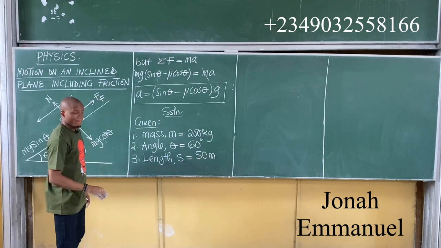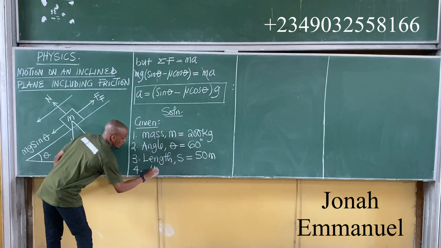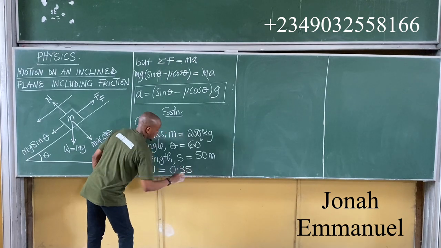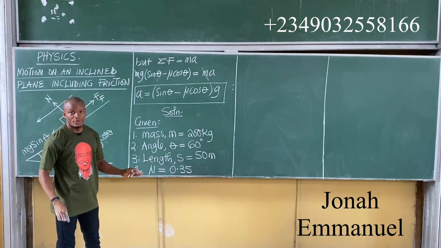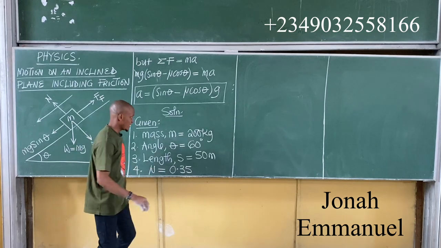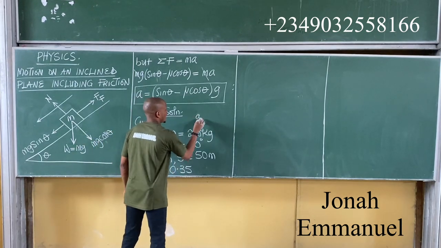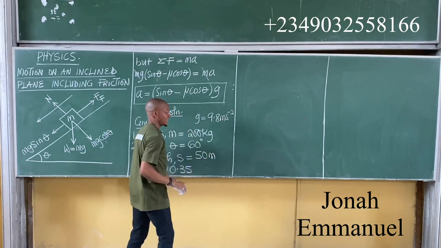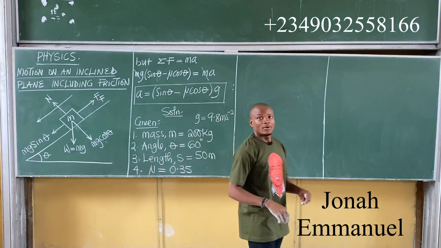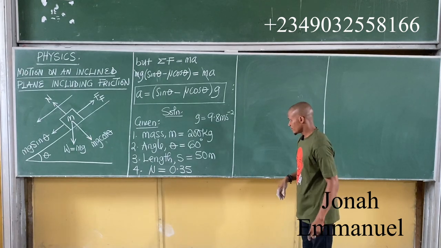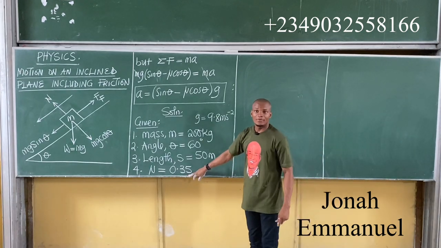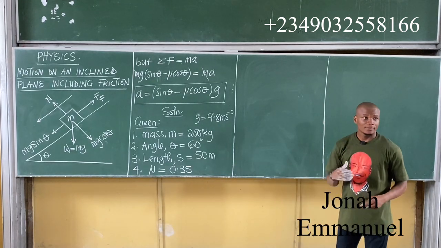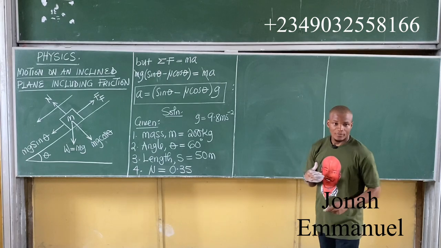What's next again? I'm given mu, 0.35. Is that all? Give me g there, gravity: 9.8 meters per second squared.